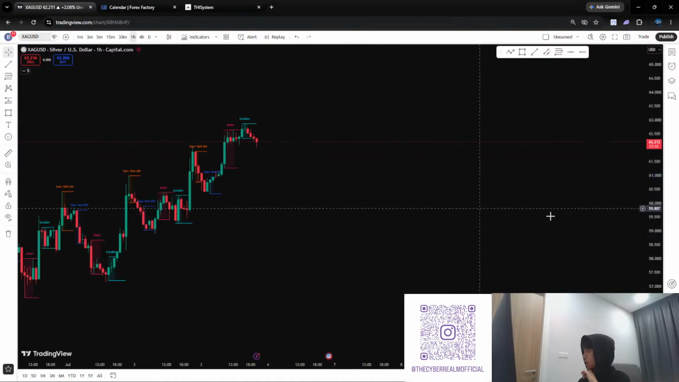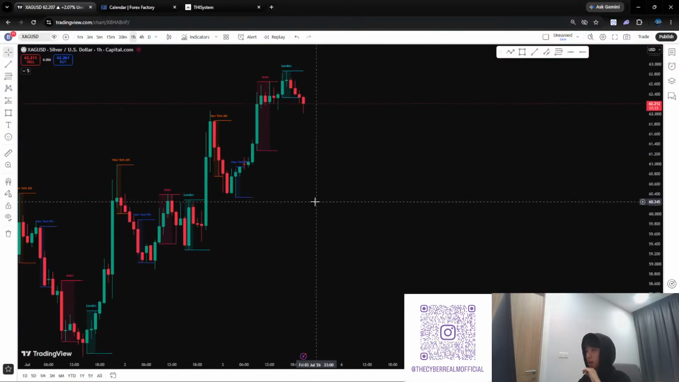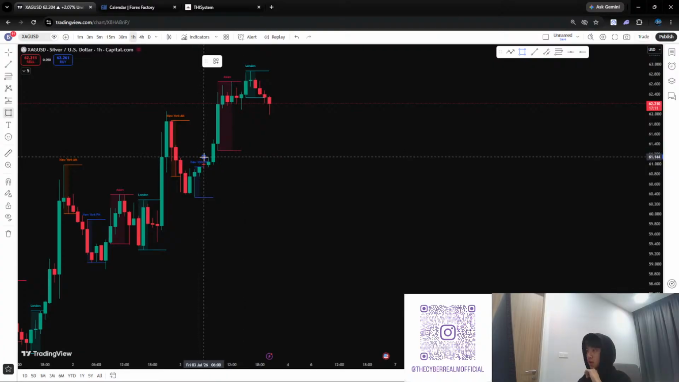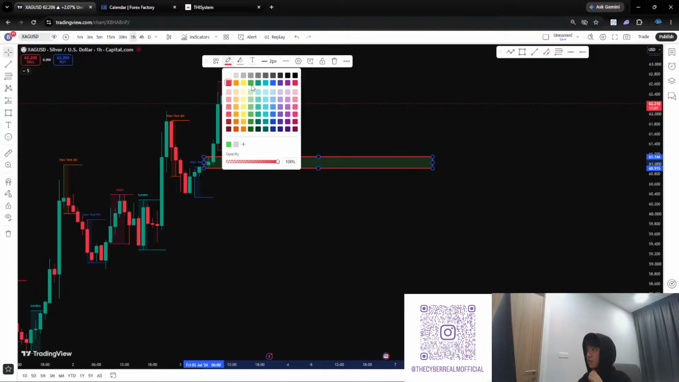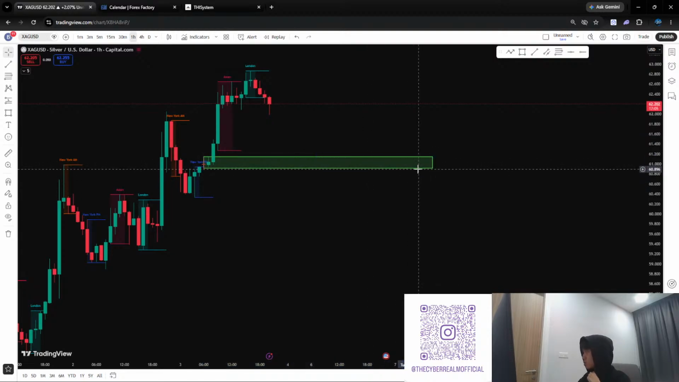Where is the silver buy area? The silver buy area, from what I will tell you guys, is around right here. It will be right around here, around 6090 to 6114.